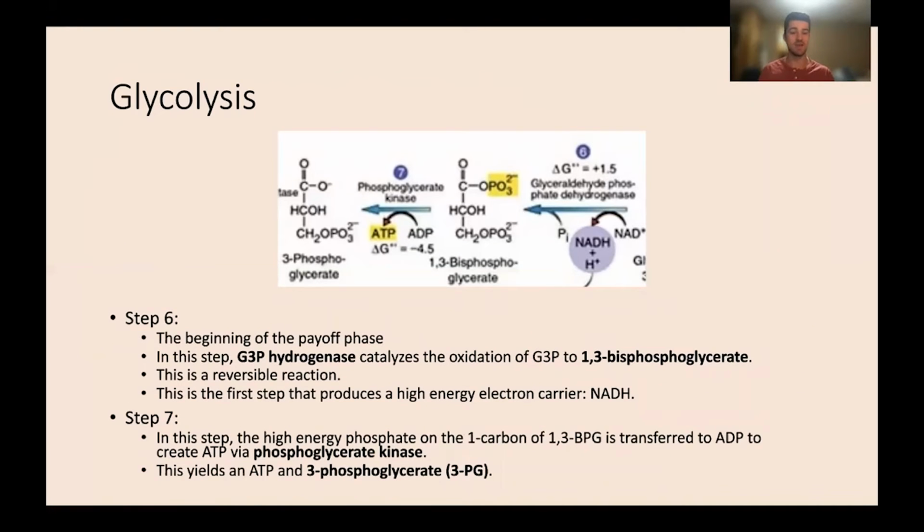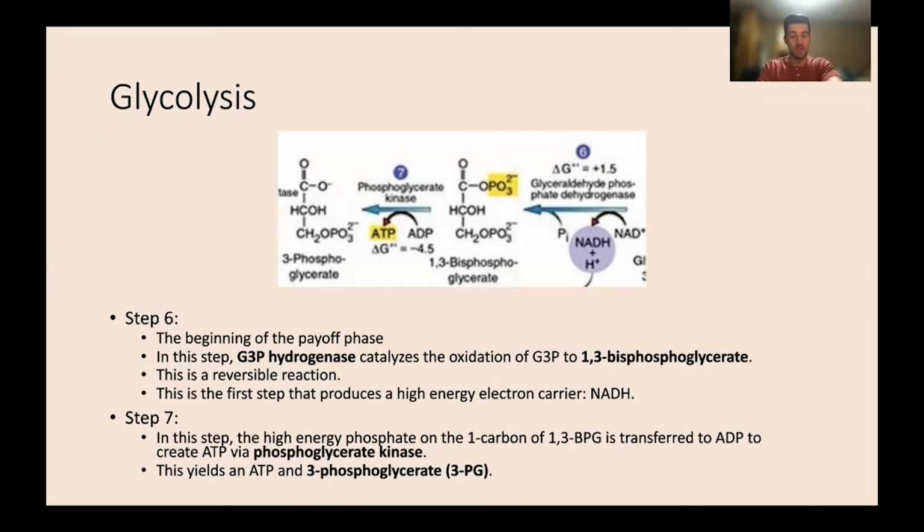So step 6 is the beginning of the payoff phase. So in this step, we have an enzyme called G3P dehydrogenase, and that catalyzes the oxidation of G3P to 1,3-bisphosphoglycerate. This is also a reversible reaction. And this is the first step in glycolysis that actually produces a high energy electron carrier, which is NADH. And that's one of those electron carriers that's going to be really useful for the electron transport chain once we head over.